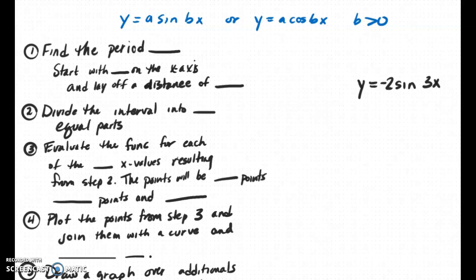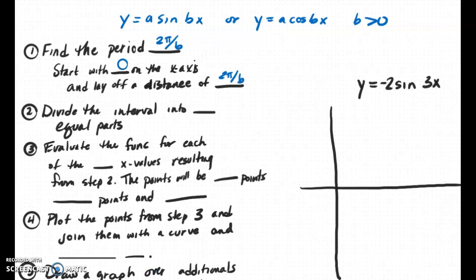So the first thing you want to do is find the period. And to find the period, you take 2 pi and you divide it by b. Then what you do is you're going to start with 0 on the x-axis and lay off a distance of the period, so 2 pi over b. So I have this problem over here to the right, and so we are going to graph this following these 5 steps. So let's draw ourselves out an xy axis.